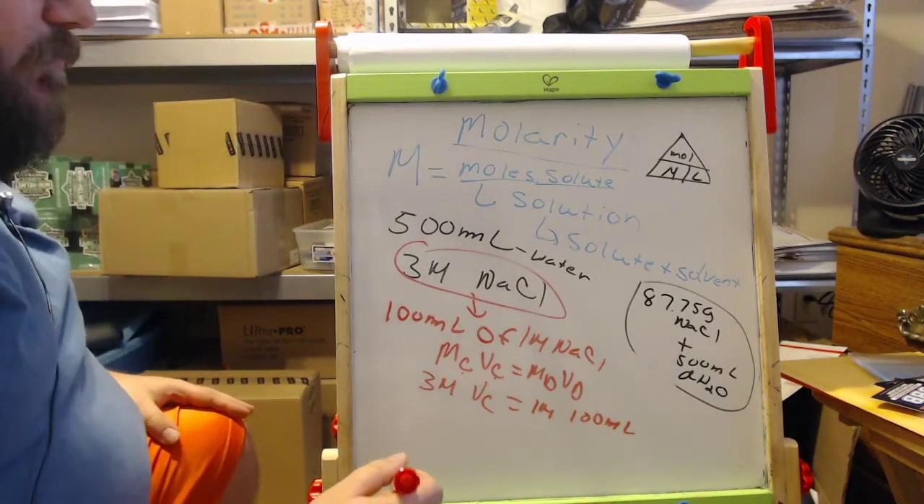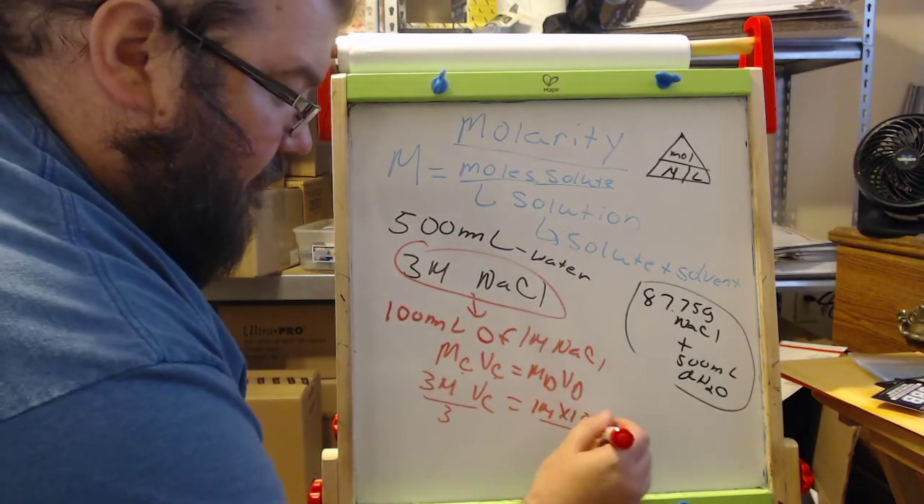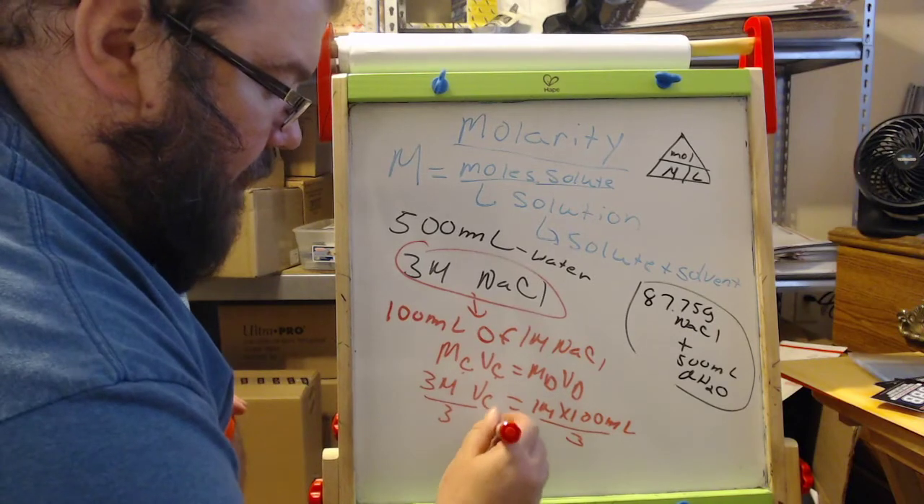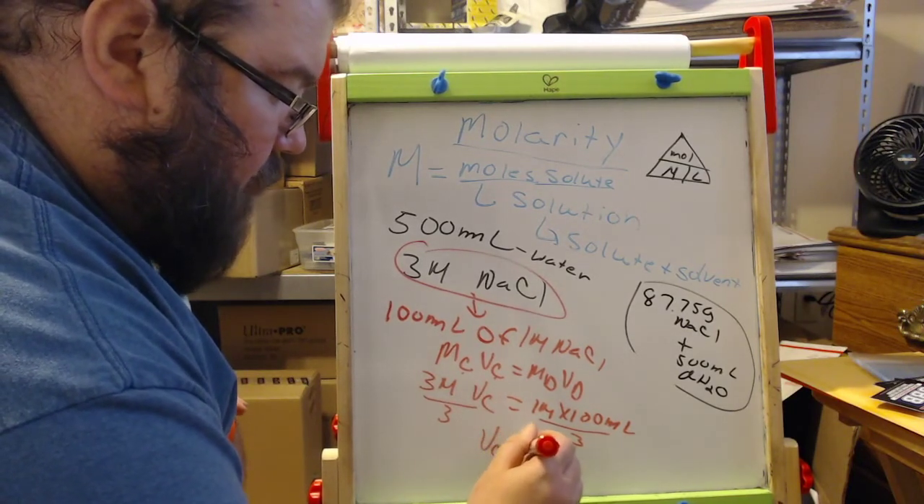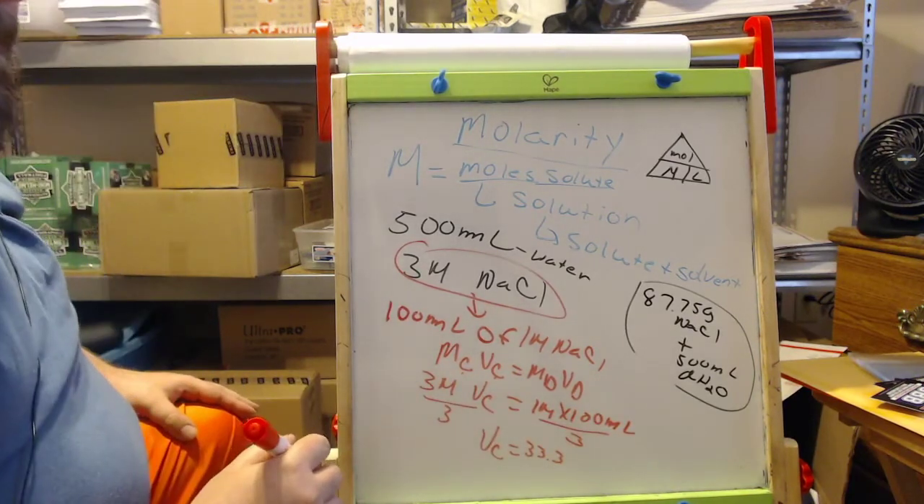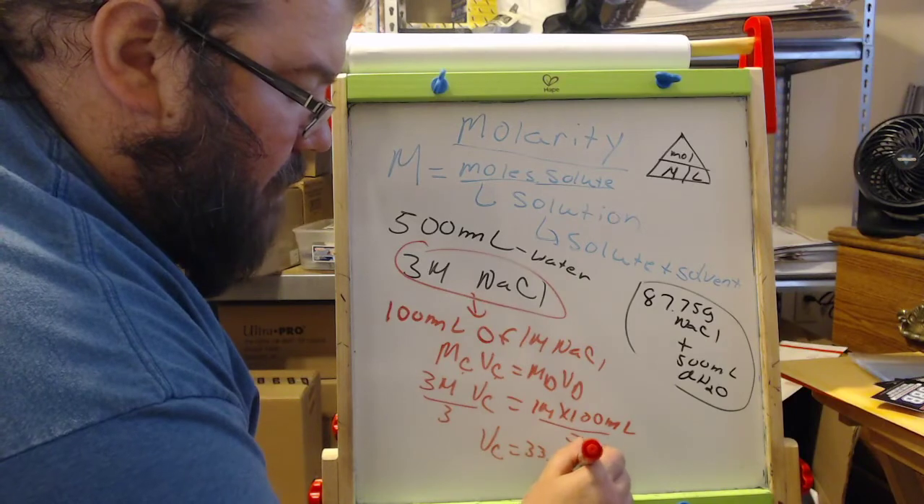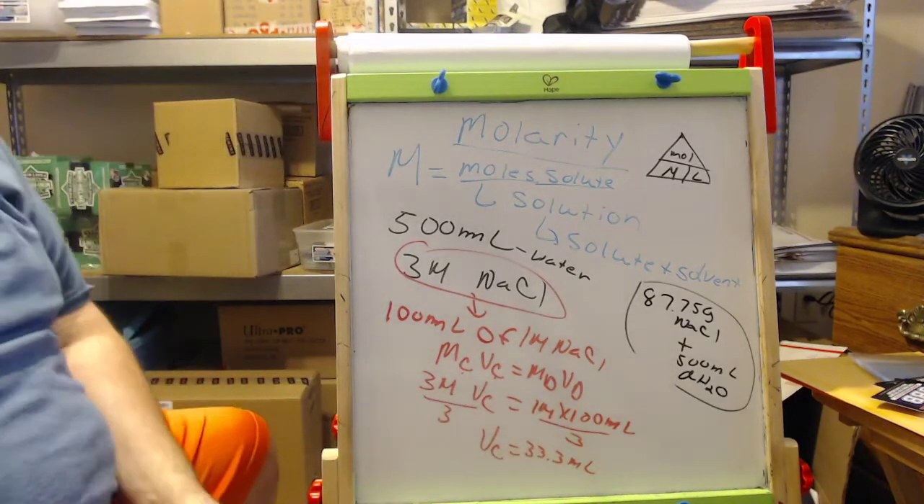So we're going to multiply these together and divide each side by 3. We're left with the volume of the concentrated solution being roughly 33.3. That tells me that I need to take out 33.3 mils of the concentrated solution.